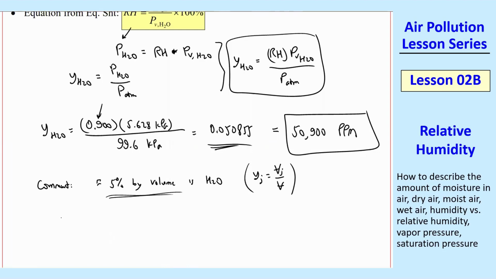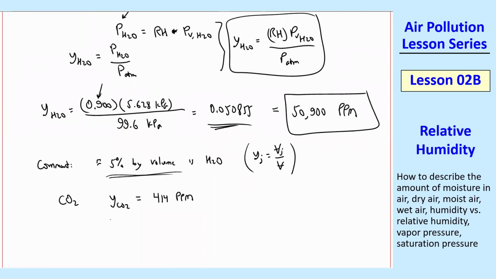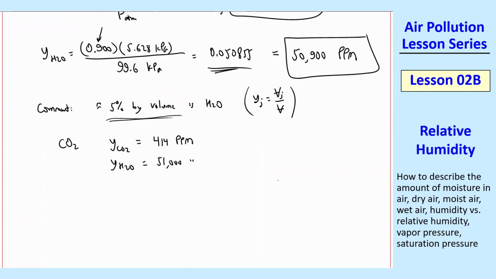Later on, we'll talk about global warming and CO2 in the atmosphere, etc. And it turns out that yCO2, the mole fraction of CO2, is around, last time I checked, around 414 ppm in the atmosphere today. It's growing, as you know, whereas yH2O here is around 51,000 ppm. So you see that water vapor on a humid day is much, much greater than the amount of CO2 in the atmosphere.